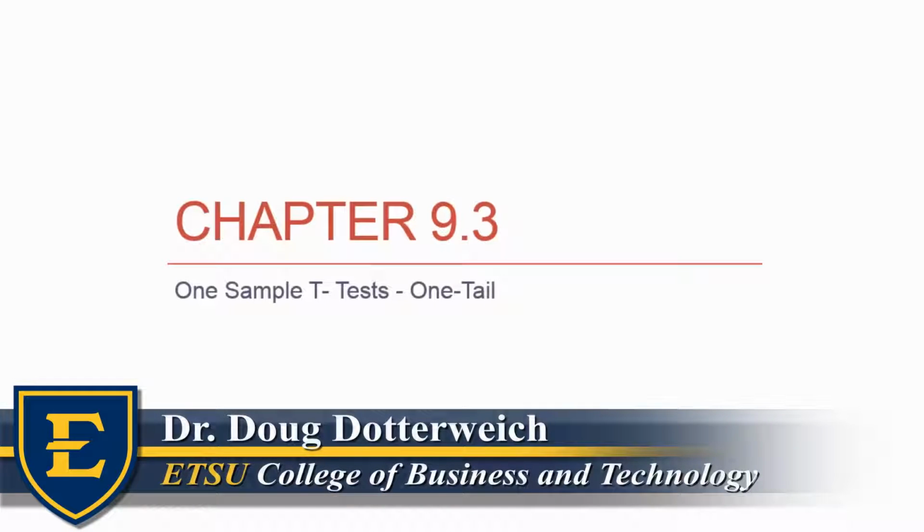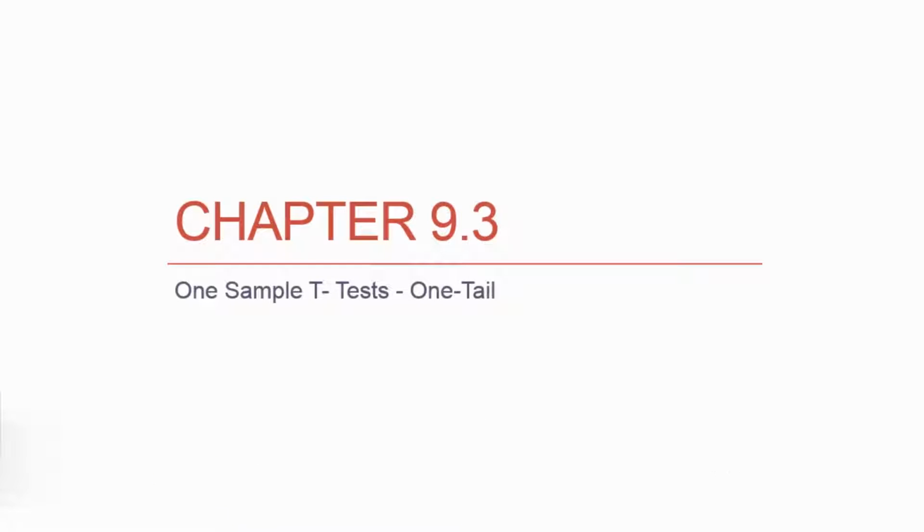This problem is from section 9.3 of the hypothesis testing chapter. It's a one-sample t-test, and it's also a one-tail test. We'll show you that. It doesn't have to be one-tailed, but if it says greater than or less than in the question, that's how we decide it's a one-tail test. If it just says, is there a difference, it would be a two-tail test.